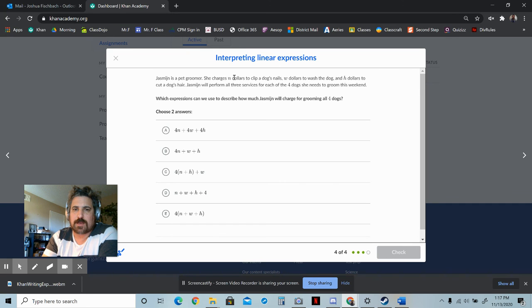So she's going to get N plus W plus H, and she's going to do it 4 times. So it'd be 4 times the quantity of N plus W plus H. Like that's the cost of everything for each dog times the 4 dogs. That's one way to think about it. Then you could distribute, right? You could say that's 4 times the cost of the nails, 4 times the cost of the wash, 4 times the cost of the hair. Okay. So that could be 4N plus 4W plus 4H. And so these both are equivalent expressions.